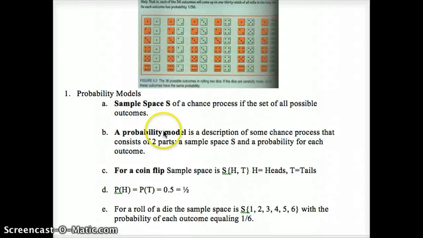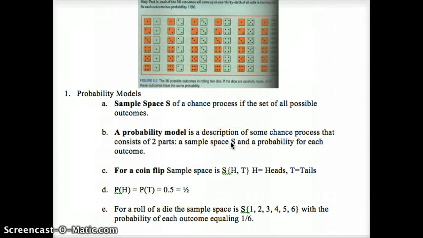So we'll call our sample space S for the chance process. This is a probability model describing a chance process. It consists of a sample space S, all possible outcomes, and then a probability for each outcome. So for a coin flip, much simpler, our sample space for one coin flip is heads, tails. We'd represent that as S equals, in curly braces, H, comma, T, where H is heads and T is tails. There are 2 outcomes, so the probability of heads is the same as the probability of tails. They both happen 1 out of 2 possible outcomes, or 0.5, 50% of the time.